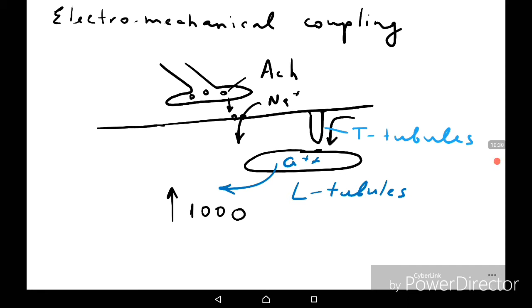We have two proteins in the skeletal muscle that are directly involved in the contraction. It is the protein myosin and the protein actin. Myosin and actin produce the filaments, thin and thick filaments. So let's illustrate it.